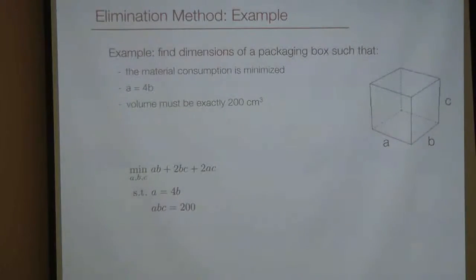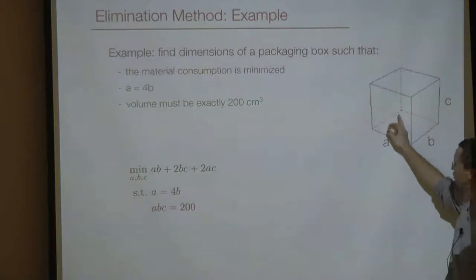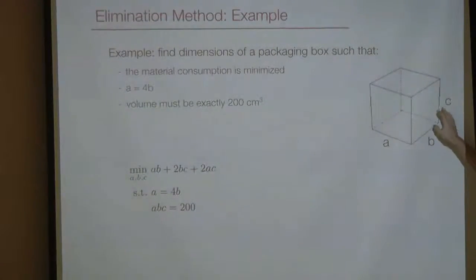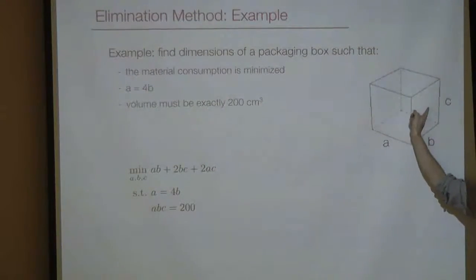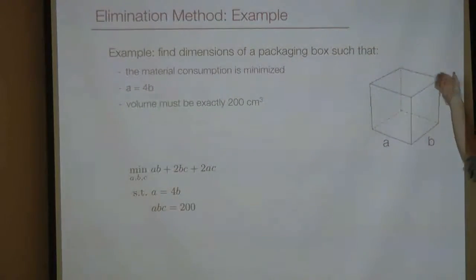Okay, so the problem that we are trying to solve is minimize the material consumption, which is just the area of the base, plus 2 times these two sides, plus the front side and the back side. That's the objective function. And we have 2 constraints. Okay, A is 4B and the total volume is 200. Now, how do we solve this problem using elimination-based method? We have to get rid of these constraints. So the first one we can easily get rid of, A would be 4B. I mean, that's straightforwardly the substitution.